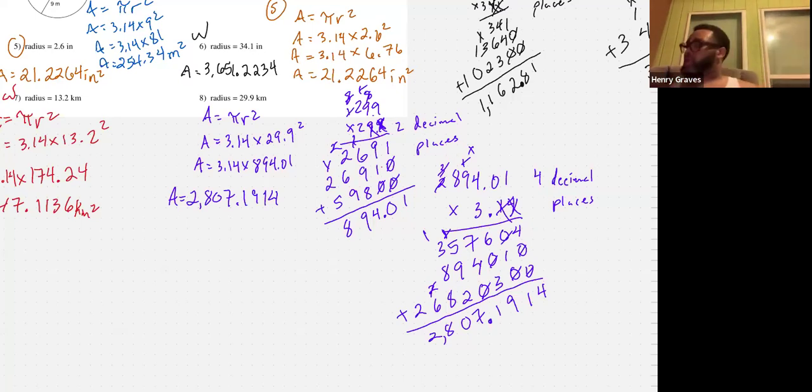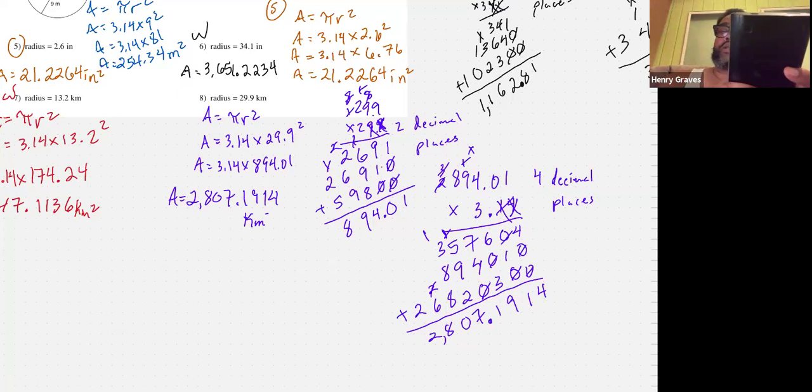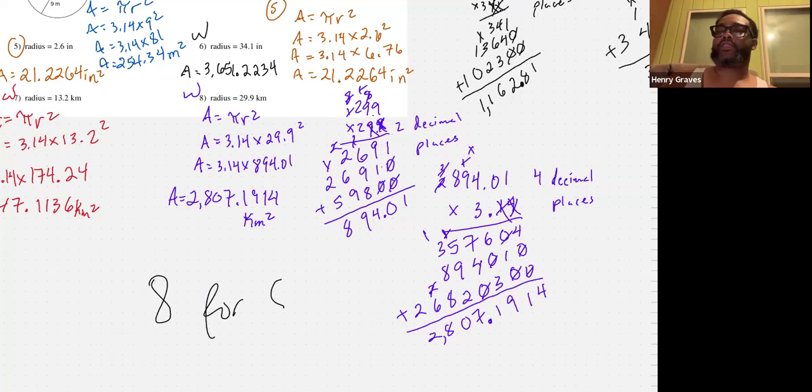Square. Yeah. All right, let me see if I got this last one right. 4 times 29.9 to the 7th power. Yep, I did. So I was 8 for 8. Right there. I was 8 for 8. 100%. Now, the fun doesn't stop here, right?